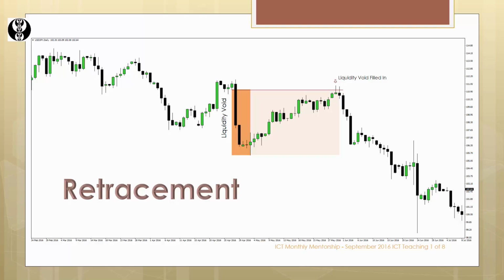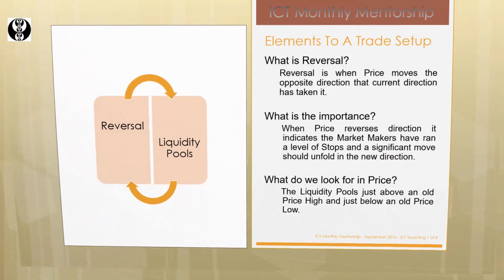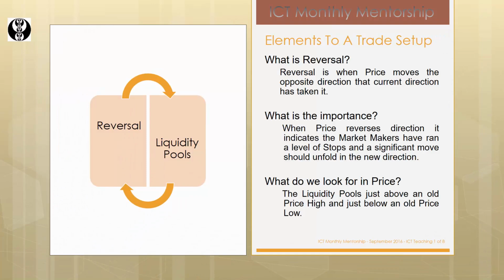And that's what we're looking for in terms of a liquidity void. So we've covered 3 conditions. The next one is the reversal. The reversal is when price moves the opposite direction the current direction has taken in. So if we are looking for reversals, we're directly coupling that with an ICT tool of liquidity pools.